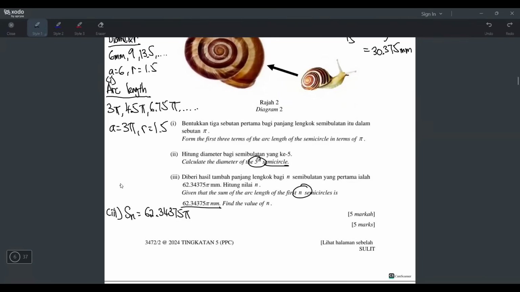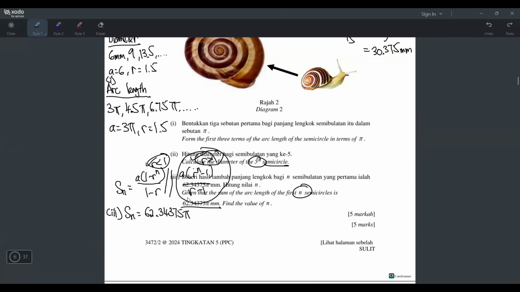Okay, no problem. Let's write down the Sn formula first. The Sn formula is a times 1 minus r power n over 1 minus r, or it can also be a times r power n minus 1 over r minus 1. It means there are two Sn formulas. But which one you use depends on your r. If your r is bigger than 1, you use this one, where you minus 1. But if your r is smaller than 1, then you use the 1 minus one. Now your r is 1.5, so I will go with this one.